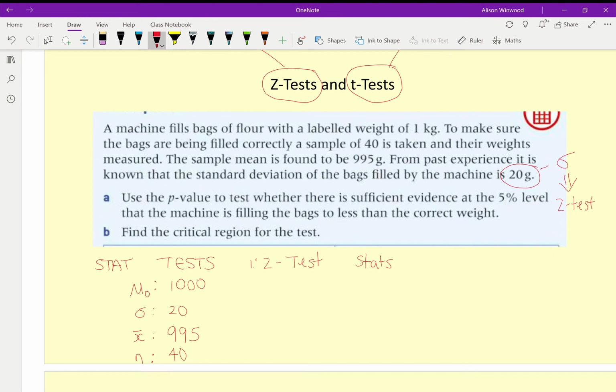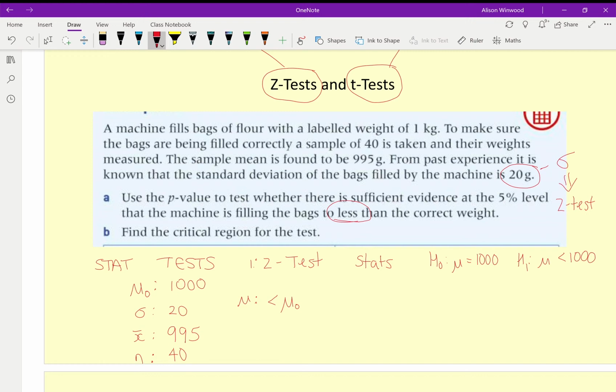Then we've got to decide what our null and alternate hypothesis is. So obviously our null hypothesis is that the mean is 1,000. Our alternate hypothesis is the bag filling to less than the correct weight. So is mu actually less than 1,000? So on our calculator, where it says mu colon, we're going to choose less than mu naught and highlight that.